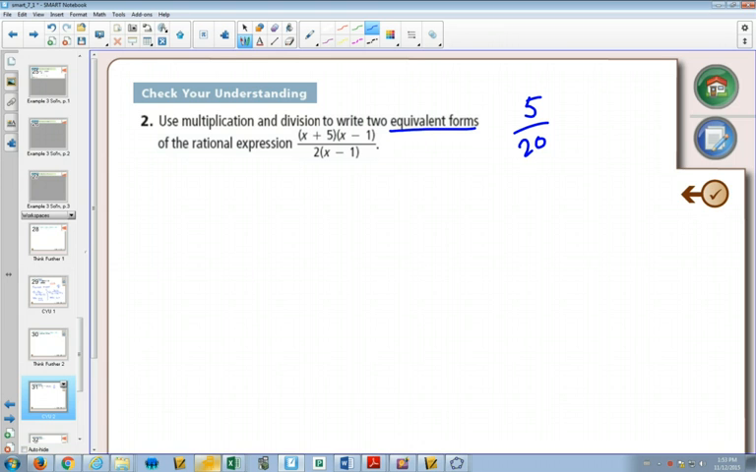1 over 4. You're probably trained to do that one first, right? Okay, because this one is what we call simplest form, right? That's the most simplified. What's another one that's equal to 5 out of 20?